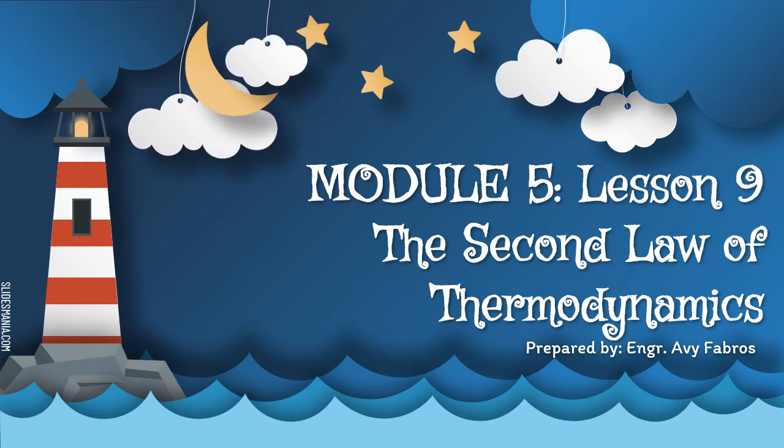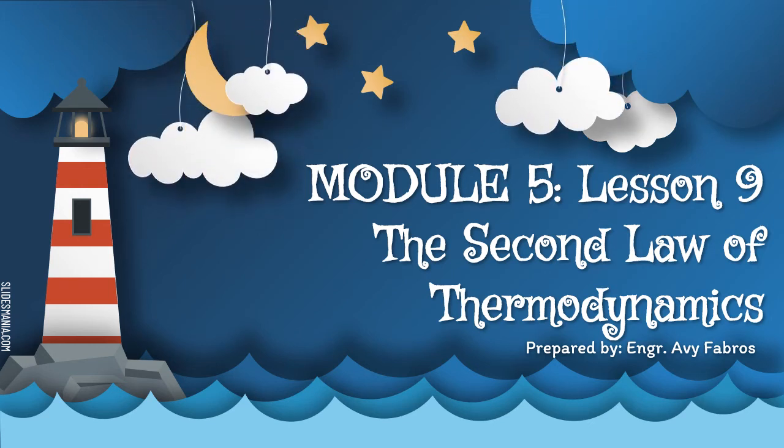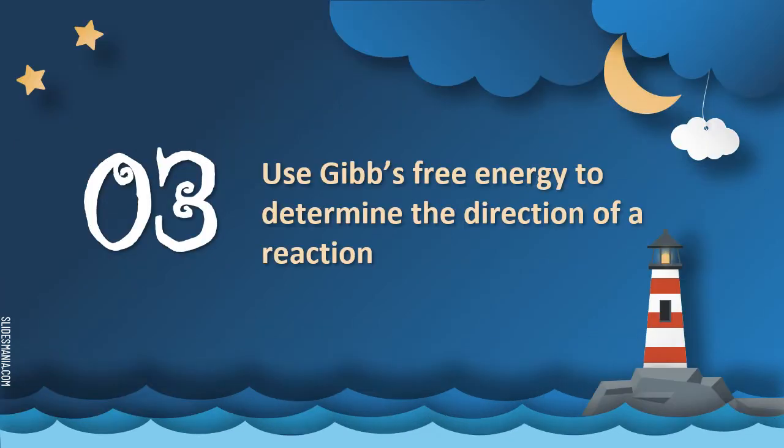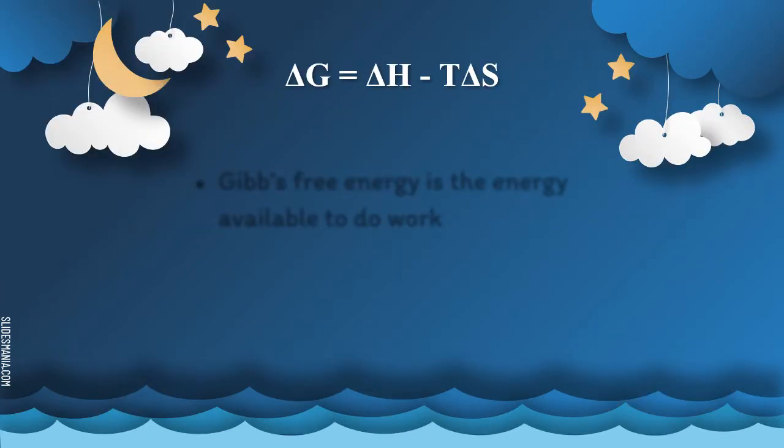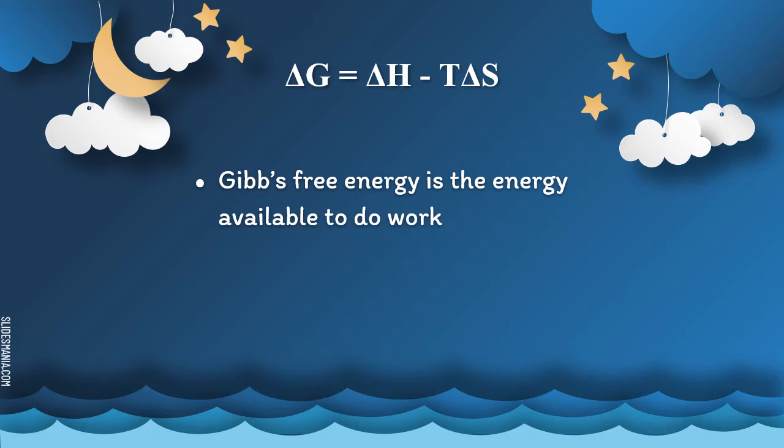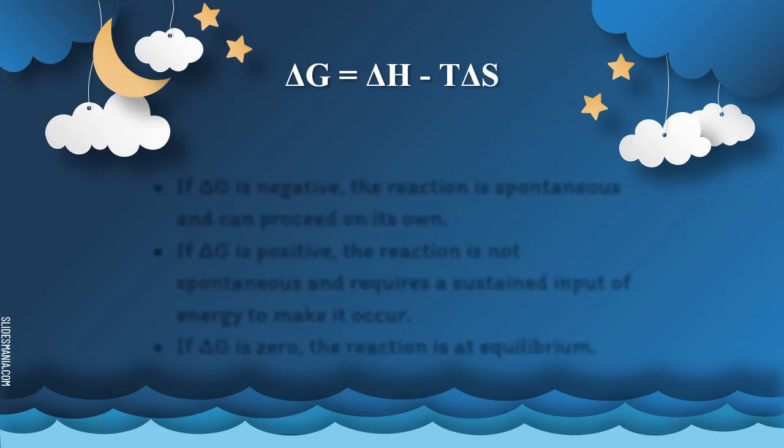Welcome back to Second Law of Thermodynamics, and our topic is Gibbs free energy. So what is Gibbs free energy? Gibbs free energy is the energy available to do work, and it is signified by the Gibbs equation: delta G is equal to delta H minus T delta S.